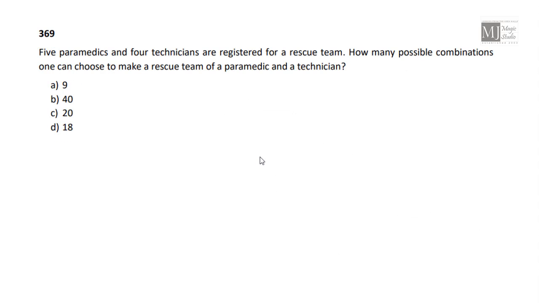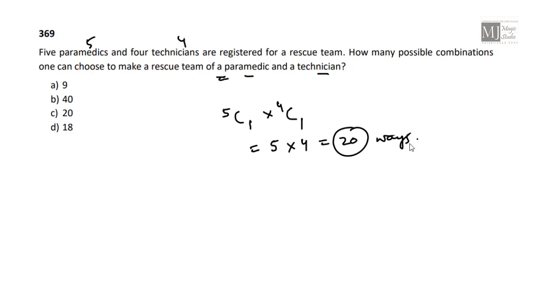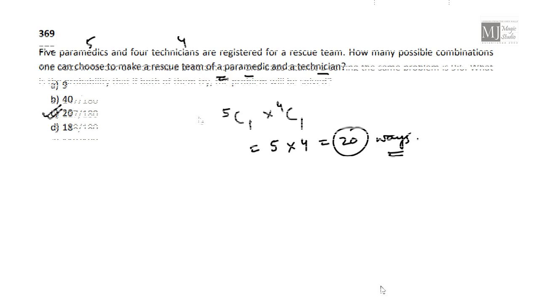If 5 paramedics and 4 technicians are registered for a rescue team, 5 and 4 members, how many possible combinations one can choose to make a rescue team of a paramedic and a technician? We require 1 paramedic. Out of 5, we can choose 1 in 5C1 ways, and we require 1 technician. Out of 4, we can choose 1 in 4C1 ways. 5C1 is 5, 4C1 is 4. 5 into 4 is 20. In 20 ways, this rescue team can be arranged.